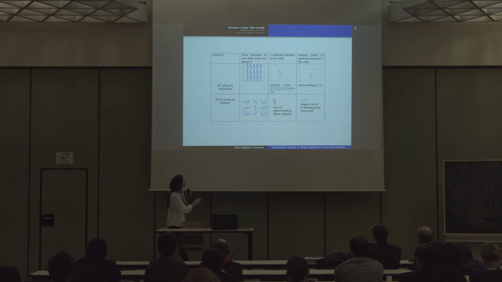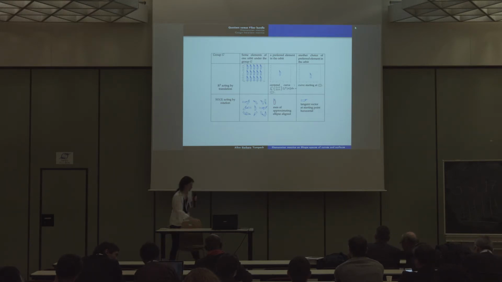For the group of rotation, you can, for instance, define a section by aligning the axis of the best approximating ellipse of your shape. This gives you a particular section of your fiber bundle, or you can just start in a horizontal direction. So you align the tangent vector at the starting point with the first axis.